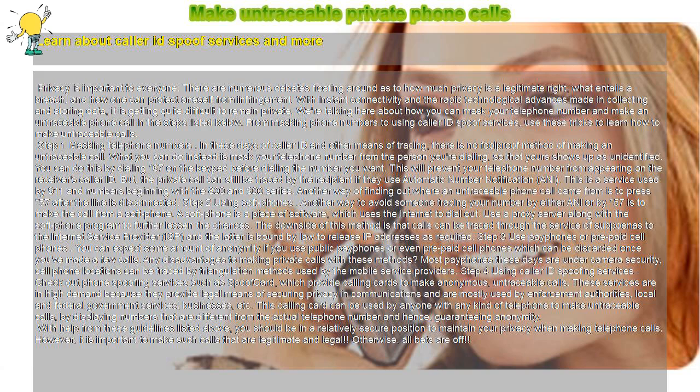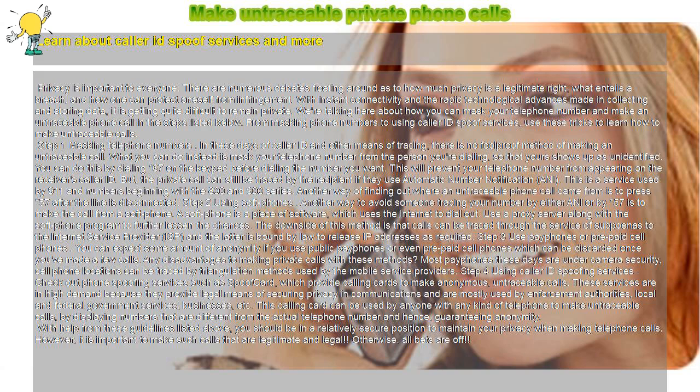Step 2: Using soft phones. Another way to avoid someone tracing your number by either ANI or by *57 is to make the call from a soft phone. A soft phone is a piece of software, which uses the Internet to dial out. Use a proxy server along with the soft phone program to further lessen the chances.